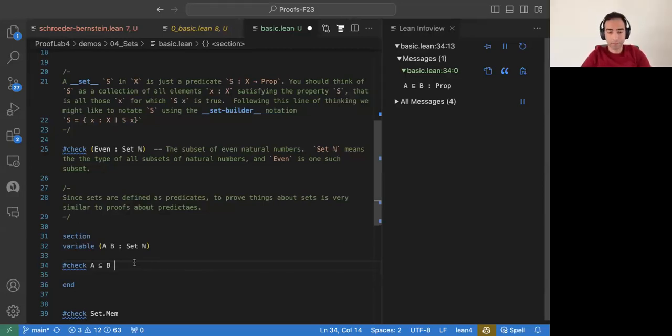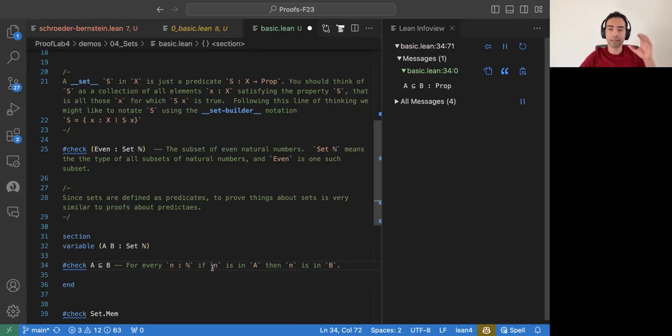Exactly. So this means for every natural number n, let's say, if n is in A, then n is in B.